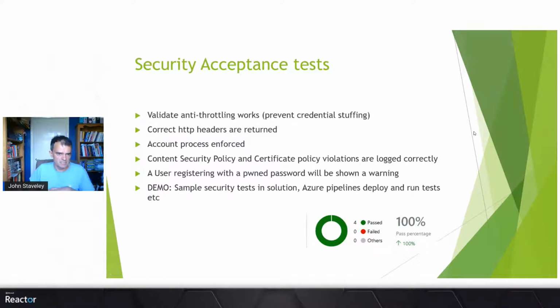Finally, security acceptance tests. Things you can do here are validate the anti-throttling work. By throttling, I mean you can't hammer the login page with numerous failed requests, also known as credential stuffing. So check that the HTTP headers are returned, that the account logon and reset password process is enforced rigorously, and that content security policy and certificate policy violations are logged correctly. A user registering with a pwned password, as in Troy Hunt's website Have I Been Pwned, will be shown a warning, because my Security Essentials project accesses that via URL.